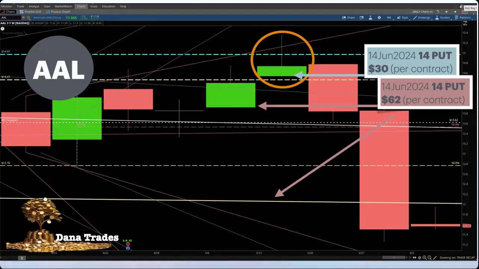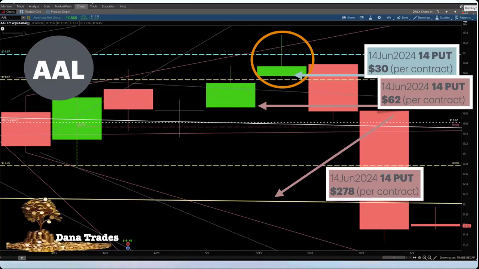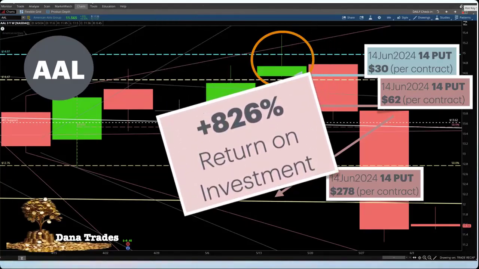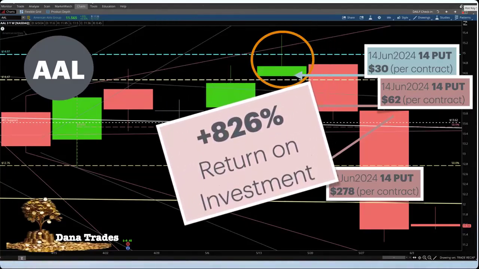Price continued to fall for this trade, and we met the second target quickly. At this point, the same contract that expired on June 14, 2024 was selling for approximately $278, providing over an 800% return on investment. Recall how to calculate your return on investment from Module 1.